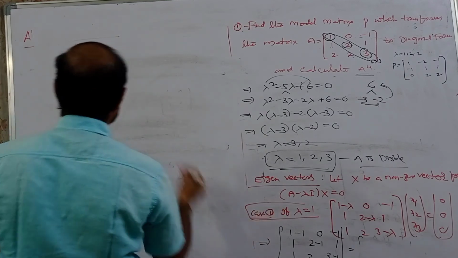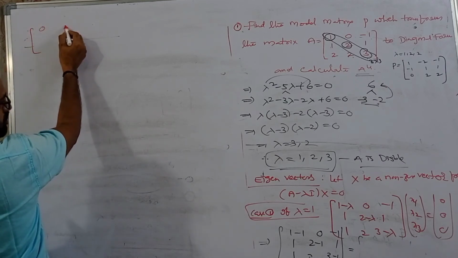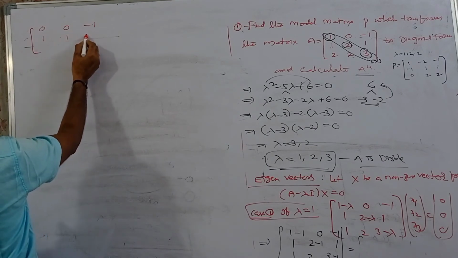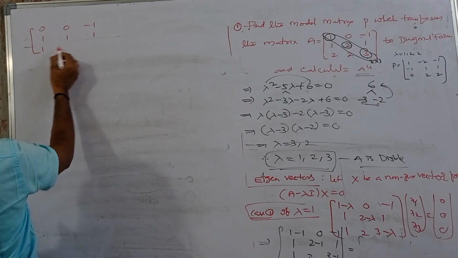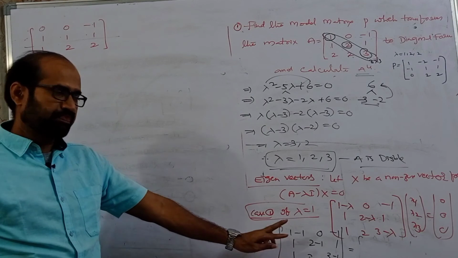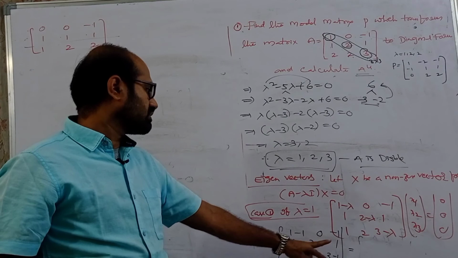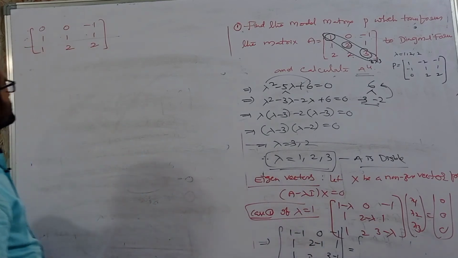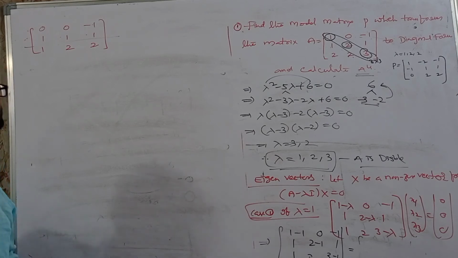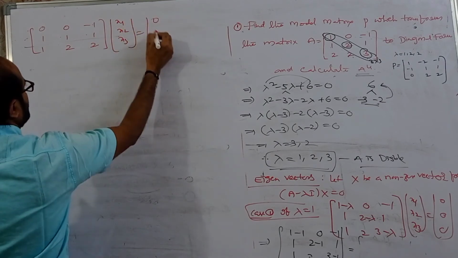Right. Now what is this? 1 minus 1 is 0, 0, minus 1, 1, 2 minus 1 is 1, 1, 1, 2, 2. If lambda equals 1, I am substituting 1 in this. So 1 minus 1 is 0, 0, minus 1, 1, 2 minus 1 is 1, 1, 1, 2, 3 minus 1. So 0, 0, minus 1, 1, 1, 1, 1, 2, 2, into x1, x2, x3, which is equal to 0, 0, 0.